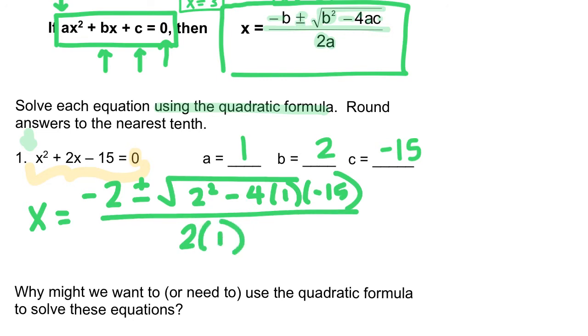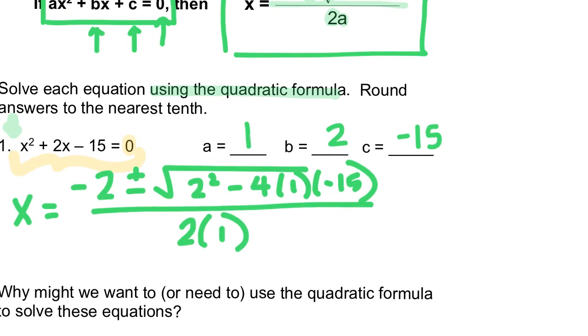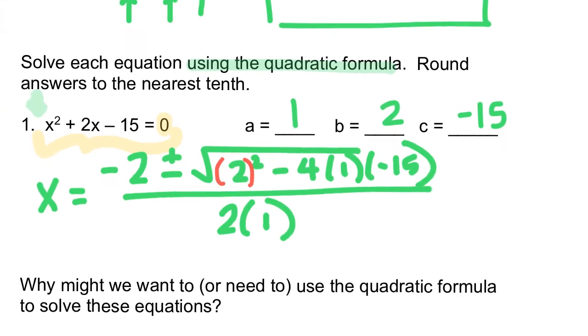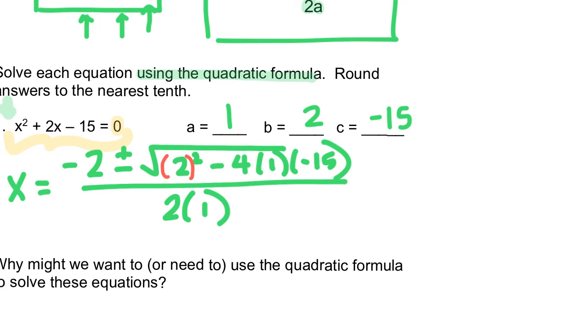So now that we've done this, let me go over some of the warning signs. If our b is negative, you'll need to remember to put your b inside parentheses before you take the square. Now let's take a moment and solve this step by step.